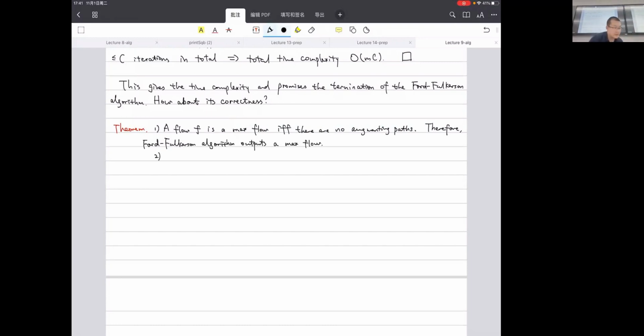The second point we want to argue is that the value of the max flow is actually equal to the value of the min cut.